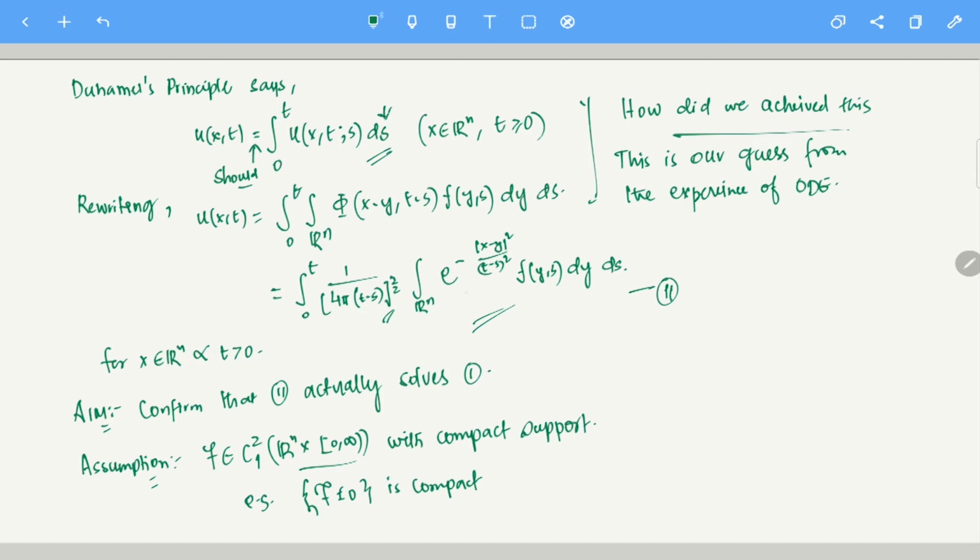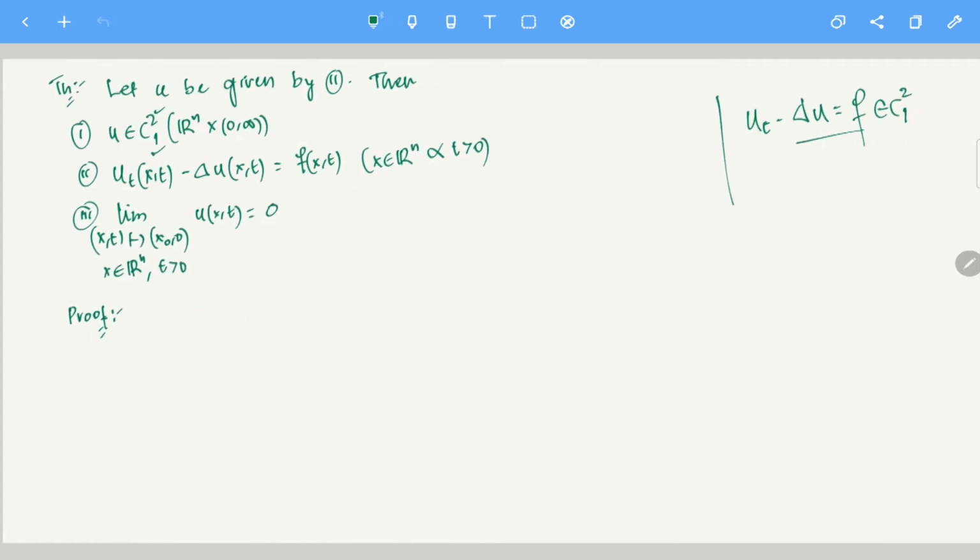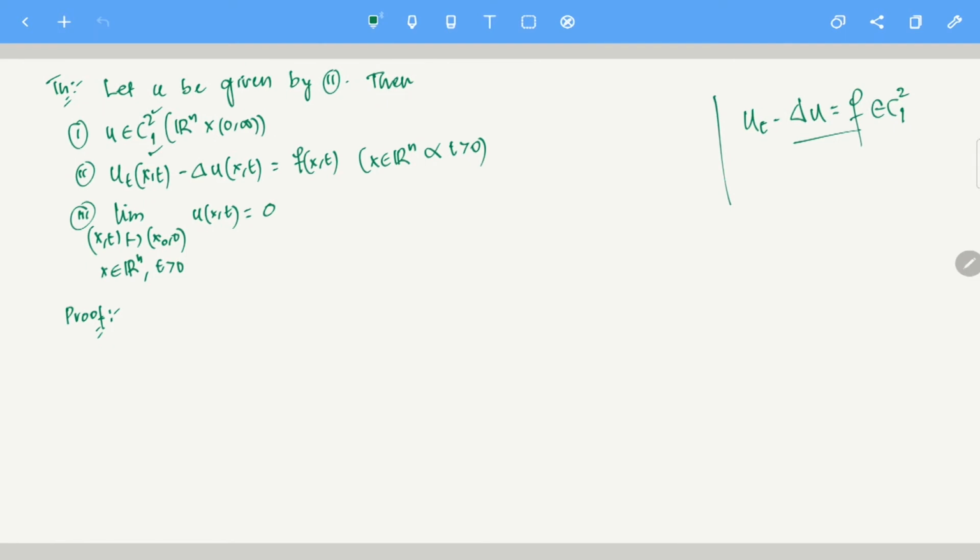Essentially, this is capital phi, and this capital phi has a singularity at (0, 0), so x equals y and t equals s. So we cannot use differentiation under the sign of integration. That cannot be done. So what we do is, first of all, we start with a change of variable. So what we are going to do is this.